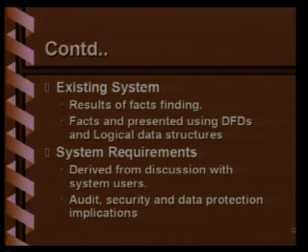Then we need to talk about system requirements derived from discussions with system users, audit, security and data protection implications. I think this is one of the most important issues, that is audit, protection and data security features, which is missed by most software engineers. As a software engineer, this should be your first consideration. If you don't define it, you're going to lose many things out of your project.